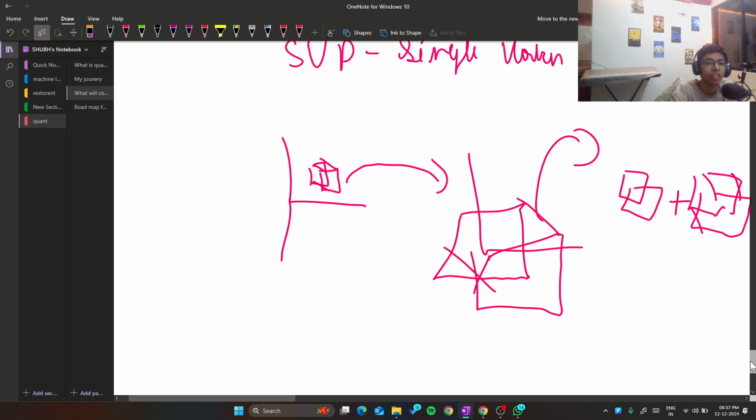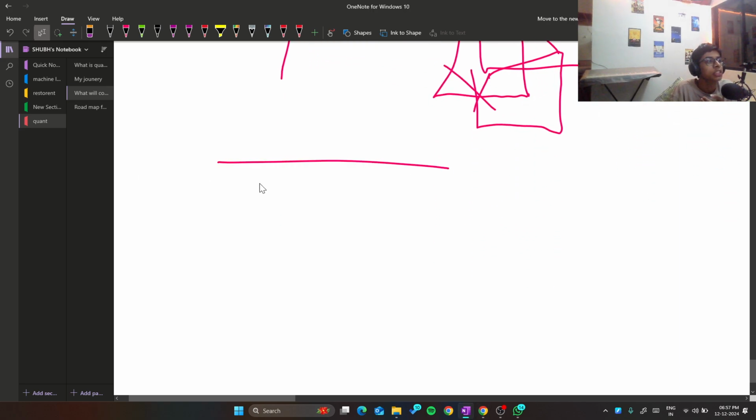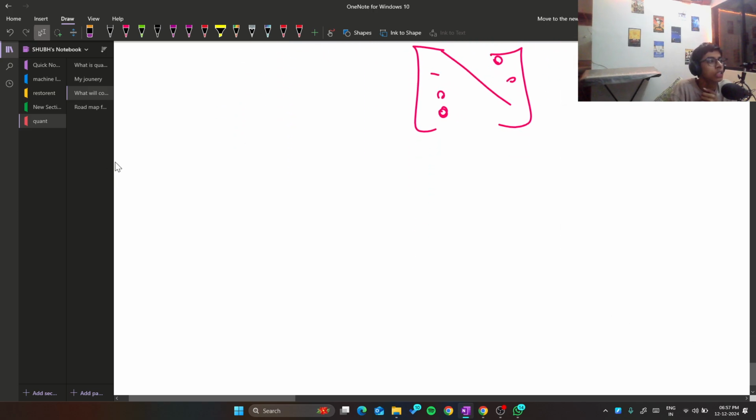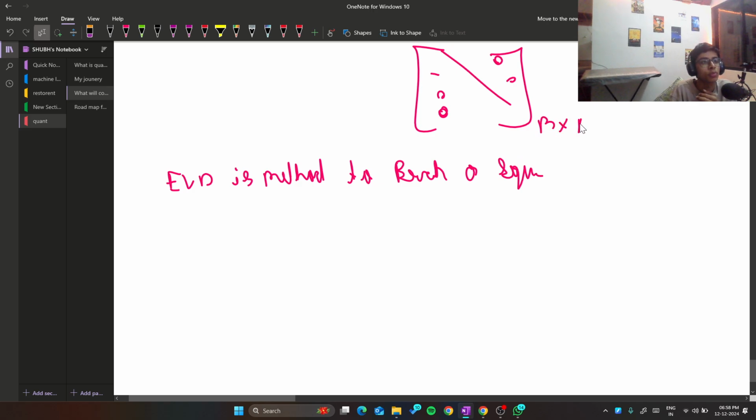Here, eigenvalue decomposition is for symmetric matrices. Symmetric matrices are matrices where the values are mirrored: this and this value are similar, this and this, like this symmetric matrix. Okay, so let's get into a definition. EVD is a method to break a square matrix or a symmetric matrix. Square matrix means the dimensions should be the same, m by m or n by n.